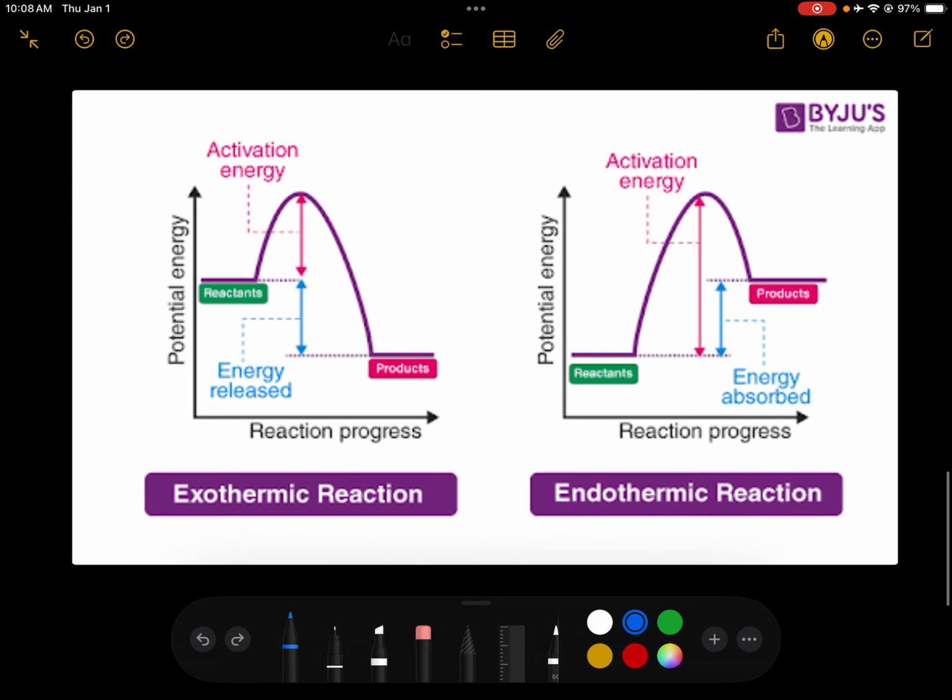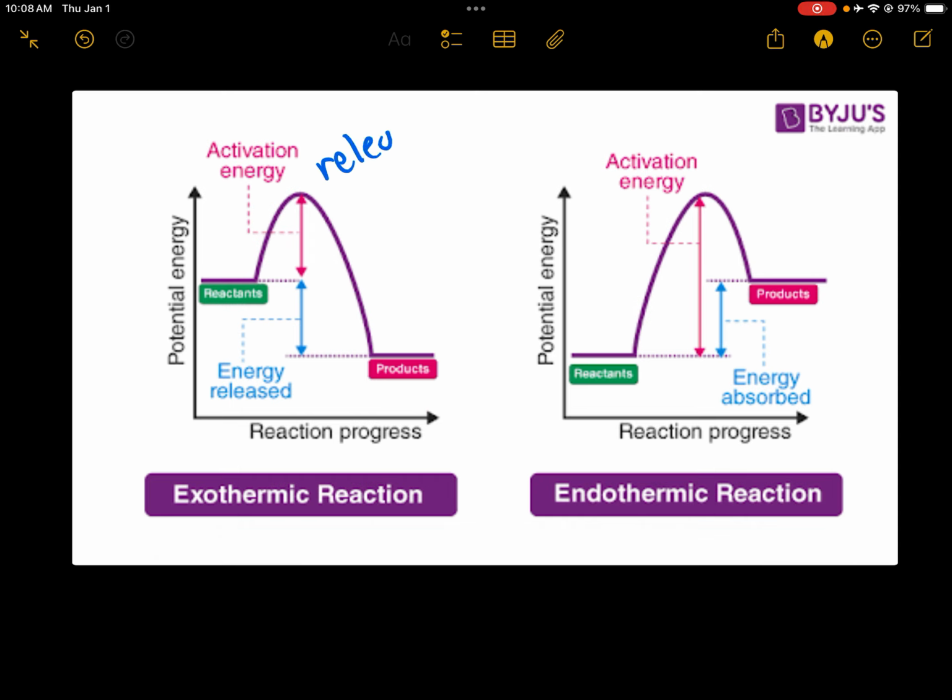Down here, here's a couple of examples of an exothermic versus an endothermic reaction. So on the left, we see an exothermic. Again, those are going to be the ones that release energy to their surroundings. On the right, you see an example of an endothermic reaction that is going to absorb energy from the surroundings. So we see a net loss of energy in our exothermic, and we see a net gain of energy in our endothermic.